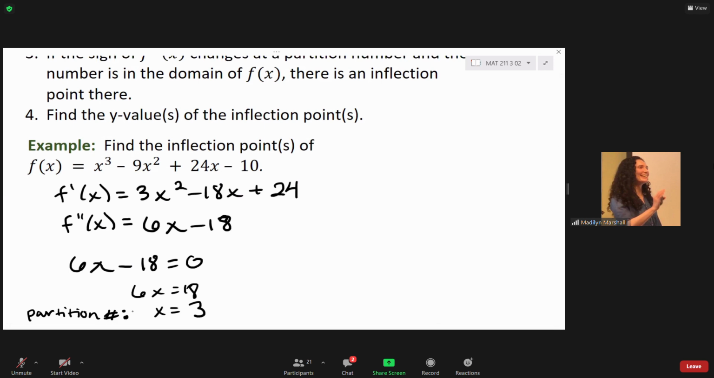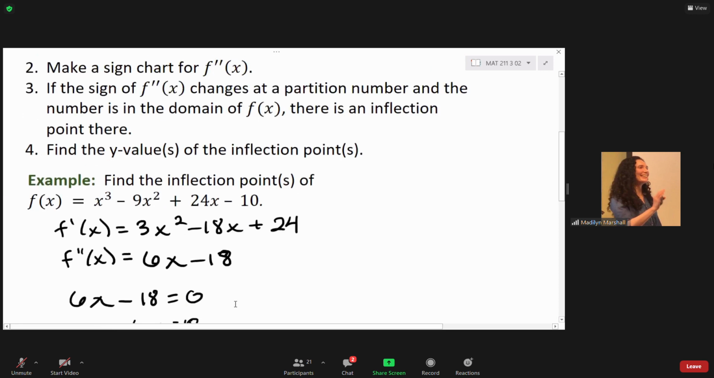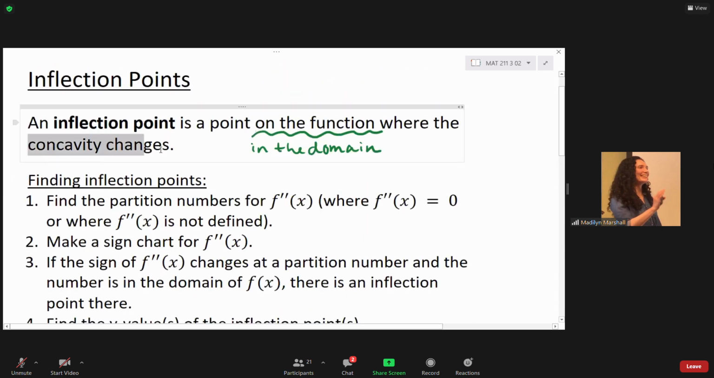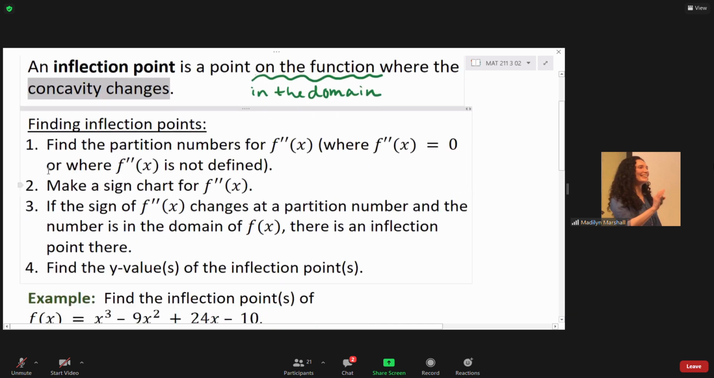When we're working with polynomials, the second derivative gets much simpler than the polynomial we started with. So solving those is usually pretty nice. So we have a partition number, but the inflection point is specifically where the concavity changes. So steps 2 and 3 are looking for that.